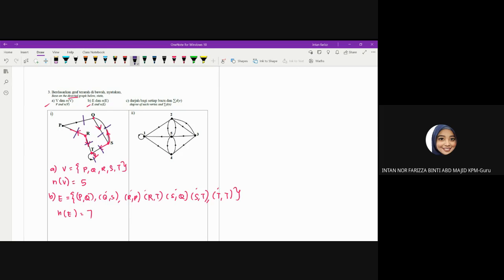Okay, now special case for C, for a directed graph. If it is a directed graph, if you are using the first method, that means by listing, okay, you have to do the in and the out.